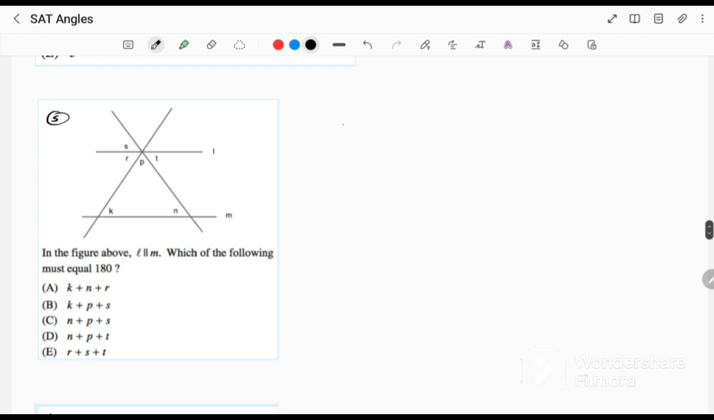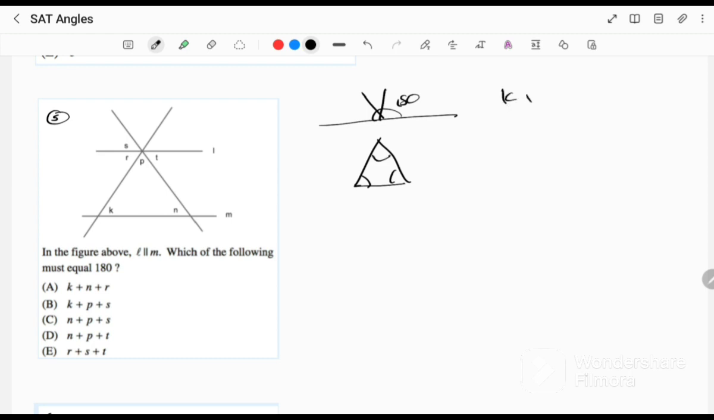Okay, so in this example, we're told L and M are parallel lines, and we're asked to find which of the following must equal 180. So for angles to equal 180, there are two conditions. First, if they're on a straight line, they will equal 180. And angles in a triangle add up to 180. We do have a triangle here, so k plus p plus n is 180, but that is not one of our options.